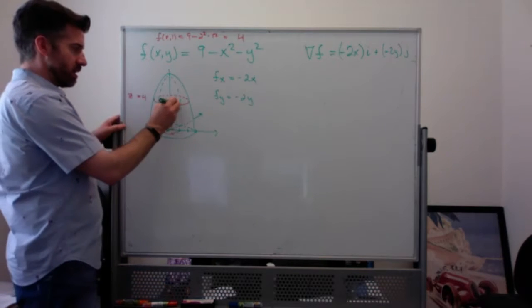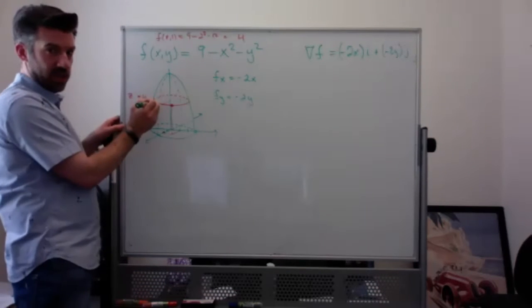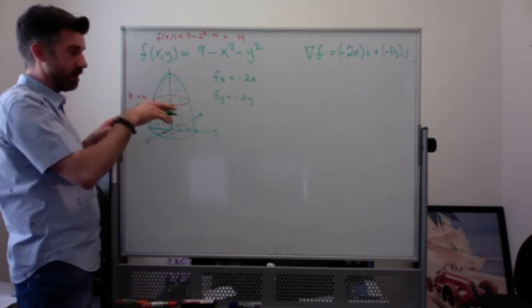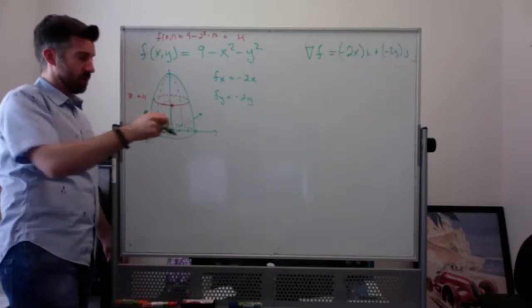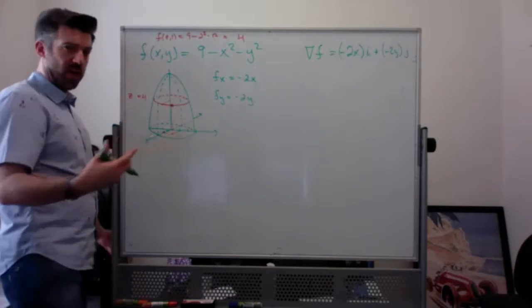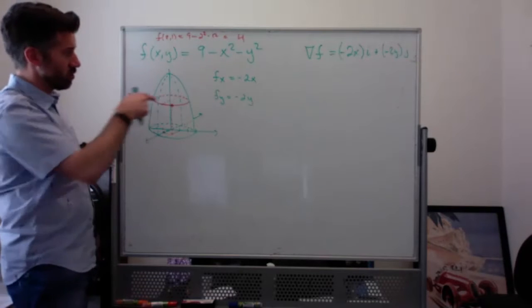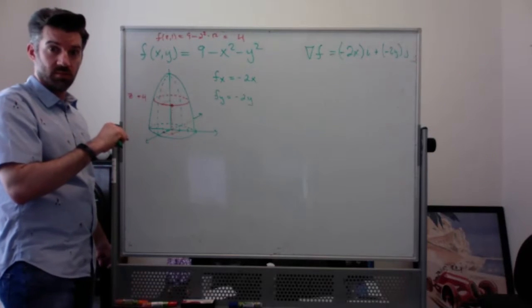Well, it's not going side to side, because that would kind of just make you stay at the same height. And it's not going out away from the origin, because that would mean you were going down. The direction of steepest descent here actually is going to be straight in towards the center.